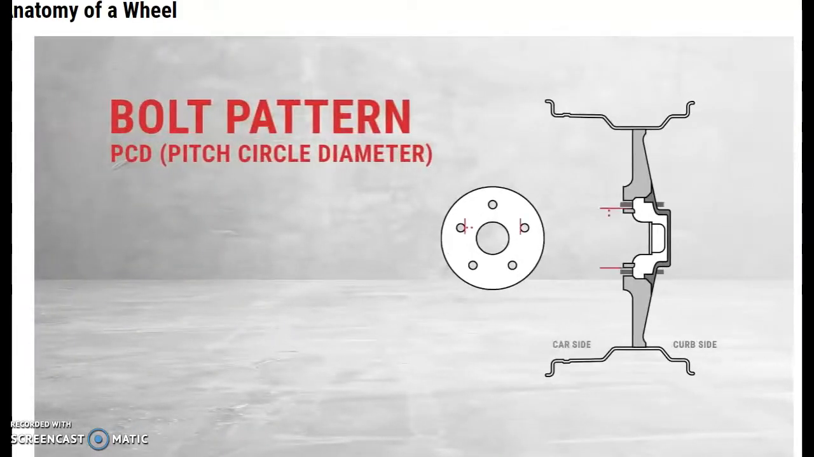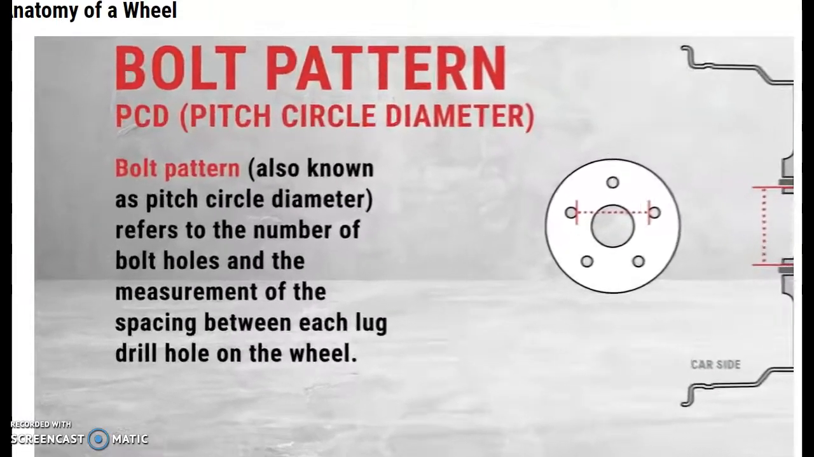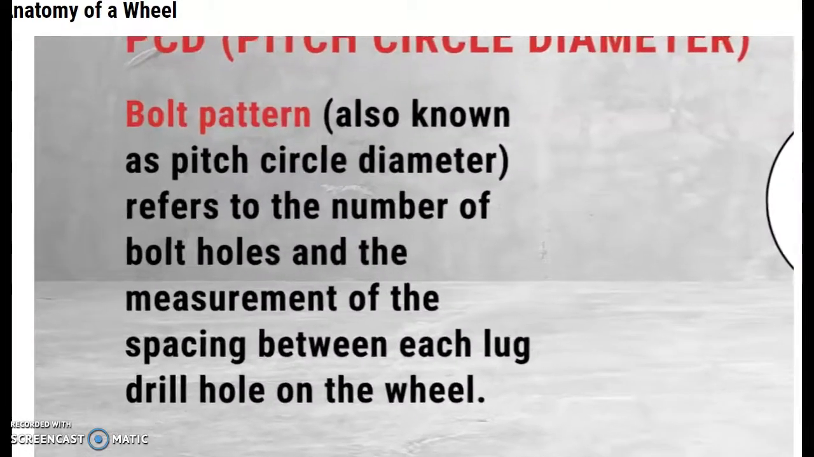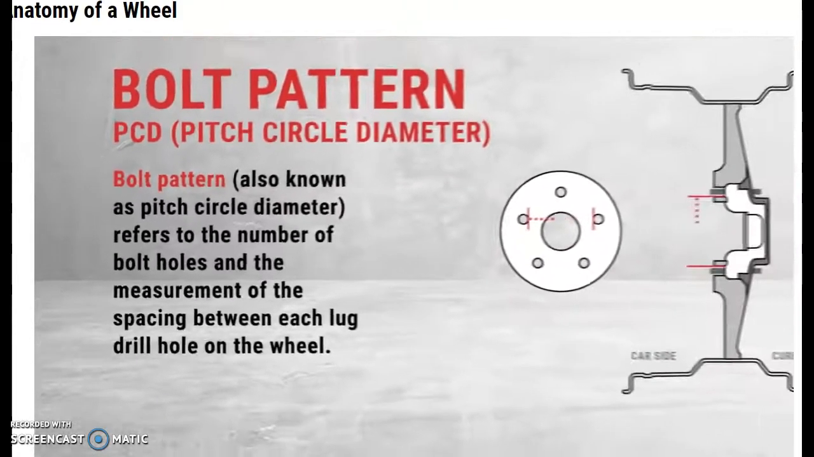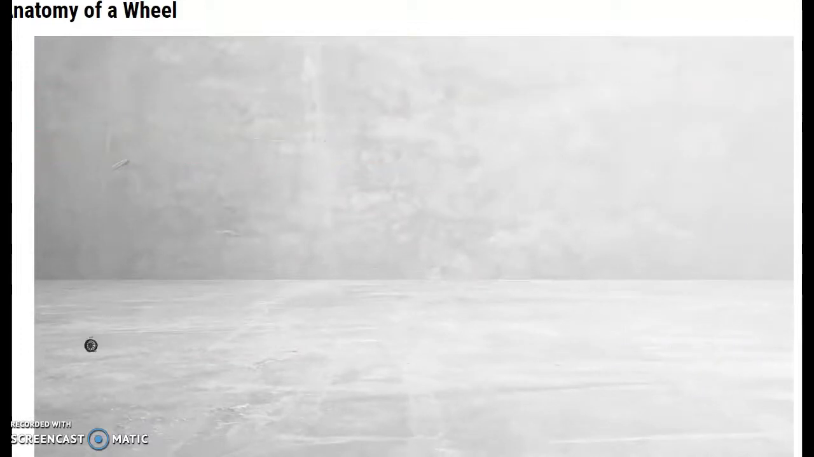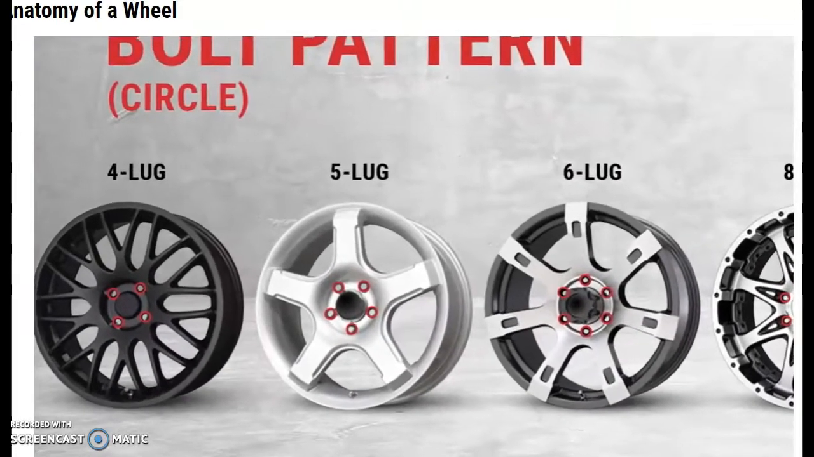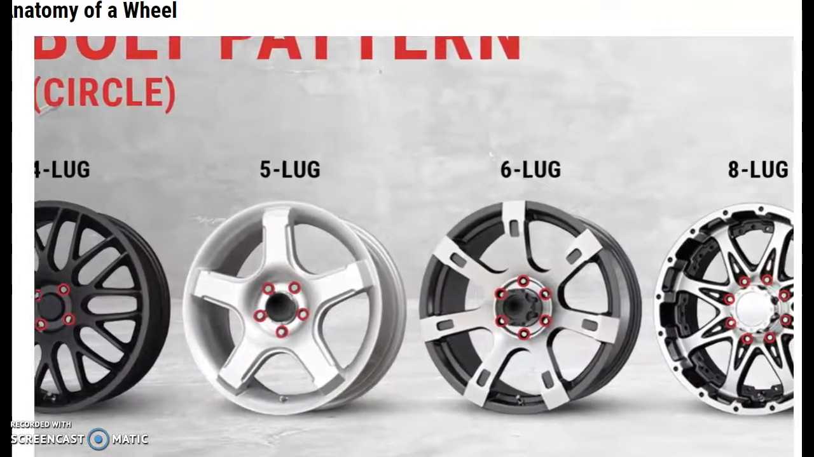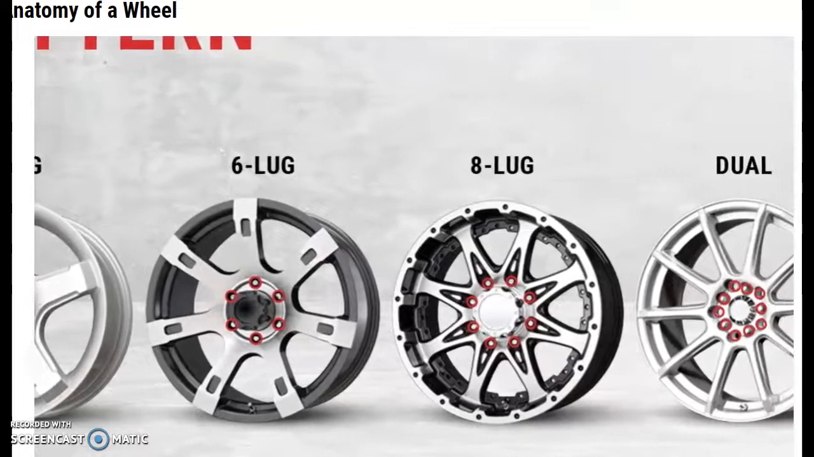Going out from the center of the wheel, the next component is the bolt pattern. The bolt pattern, also known as pitch circle diameter, refers to the number of bolt holes and the measurement of the spacing between each lug drill hole on the wheel. There are 5 different types of bolt pattern: 4-lug, 5-lug, 6-lug, 8-lug, and dual.